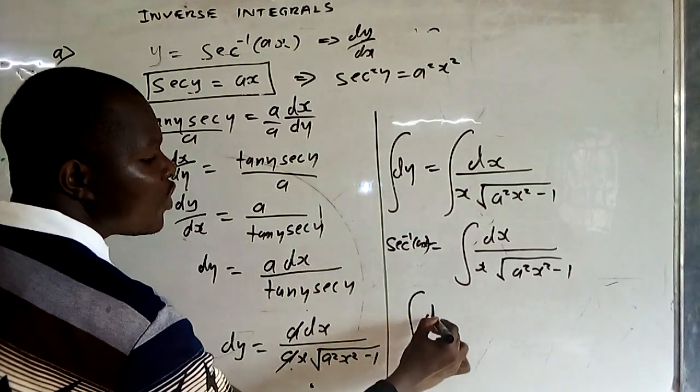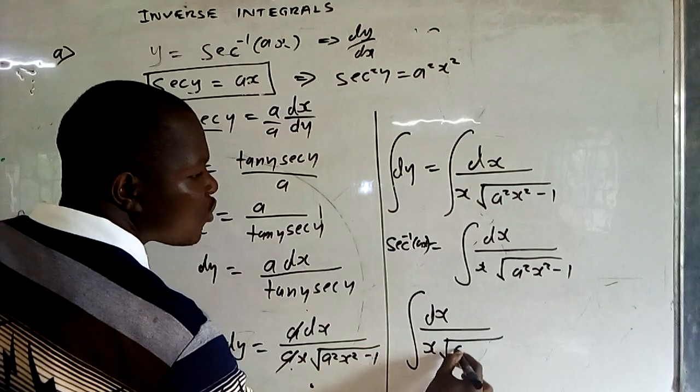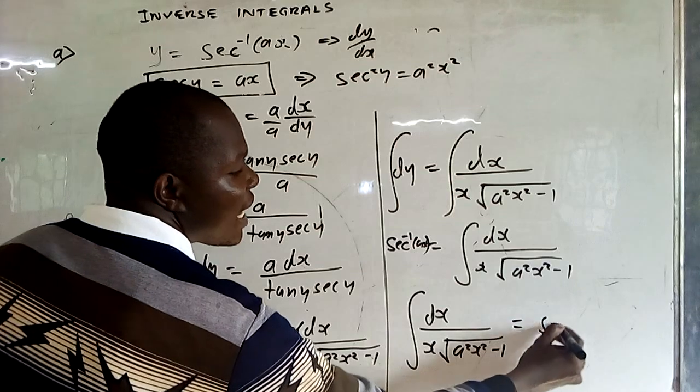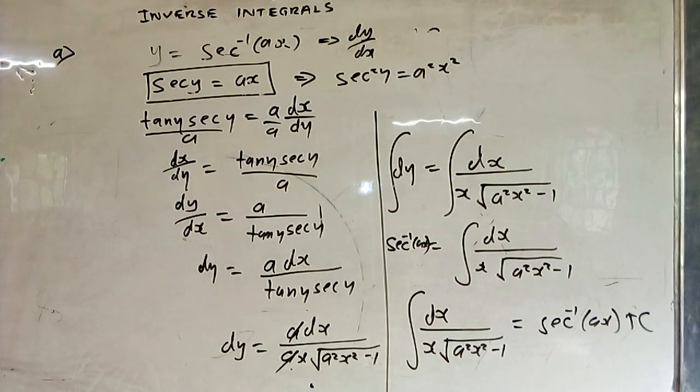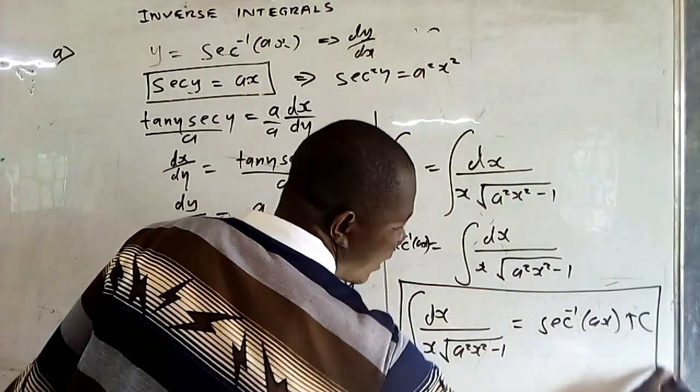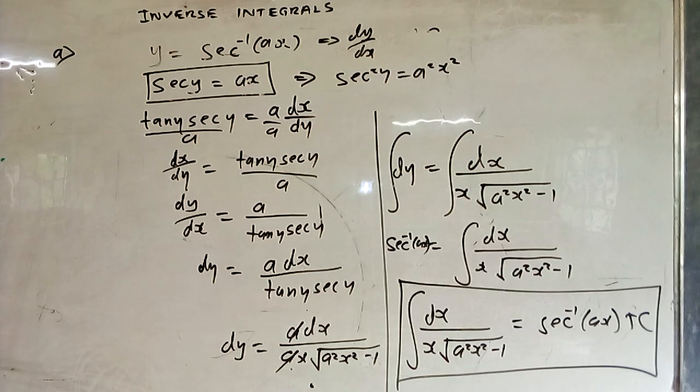So it means when you integrate 1 over x into square root of a squared x squared minus 1, the answer is supposed to be sec inverse of ax, plus your arbitrary integration constant. So you get sec inverse of ax plus c. You see there is no 1 over a. Have you seen that? There is no 1 over a. So that is how to get a sec inverse function as the result of the given integral. This was part C.